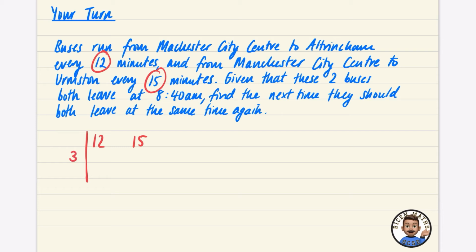I can see they're both in the 3 times table. 12 divided by 3 is 4, and 15 divided by 3 is 5. There's nothing more that can be done with the 4 and the 5, so the lowest common multiple are just those 3 that we've got there. The lowest common multiple is 3 times 4 times 5. I could do the 4 times 5 first, because that's going to give me a nice number. 3 times 20, which is 60. So this means they will leave at the same time every 60 minutes.